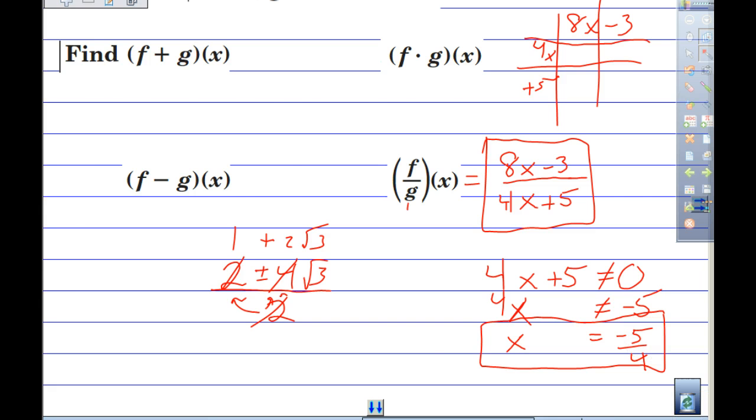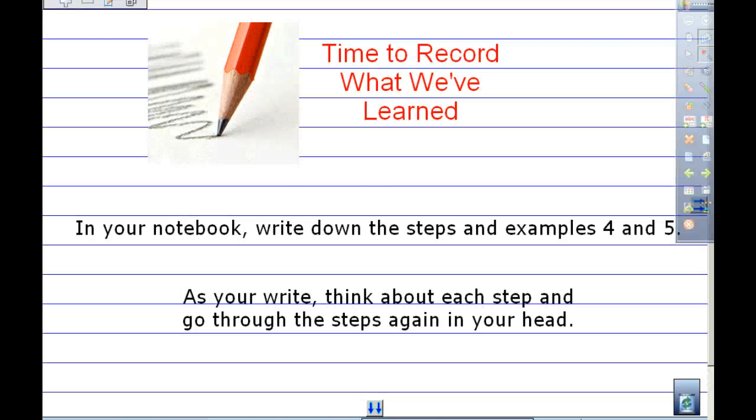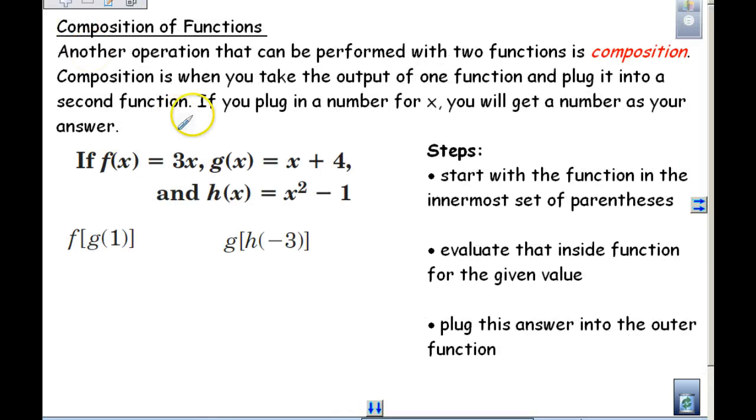Alright, so go ahead and let's do a little bit of practice here. Let's skip forward to the homework. Go ahead and try 14 through 17. Give it a go. Pause this here. There we go. Alright. Following that, we're going to look at something called composition of functions.